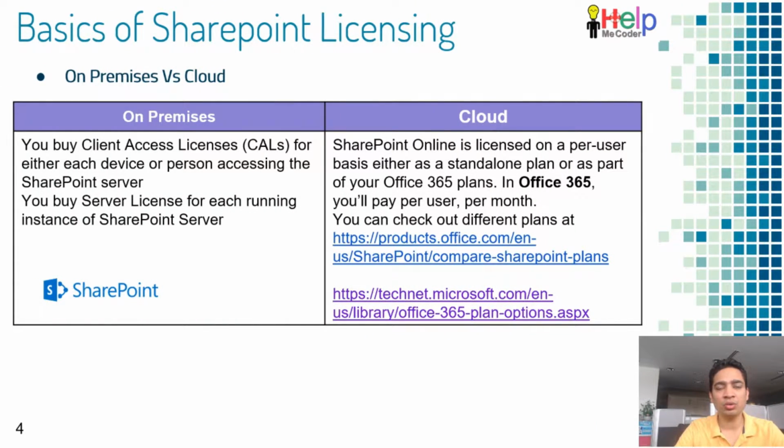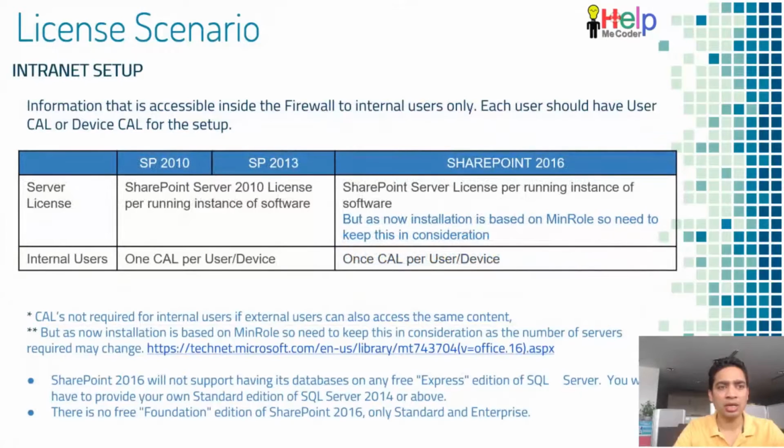So after looking into the basics of SharePoint licensing and the terminologies, we will look into some different licensing scenarios, like your intranet, extranet, or internet setup. In an intranet setup, which basically means within your organization your employees will access SharePoint, people outside the organization cannot access that setup, so it's behind a firewall. For this kind of setup, based on the number of users in your organization, you will procure that many CAL licenses. Or if you are working with a device CAL, then that many device CALs need to be procured for the number of devices connected to SharePoint.